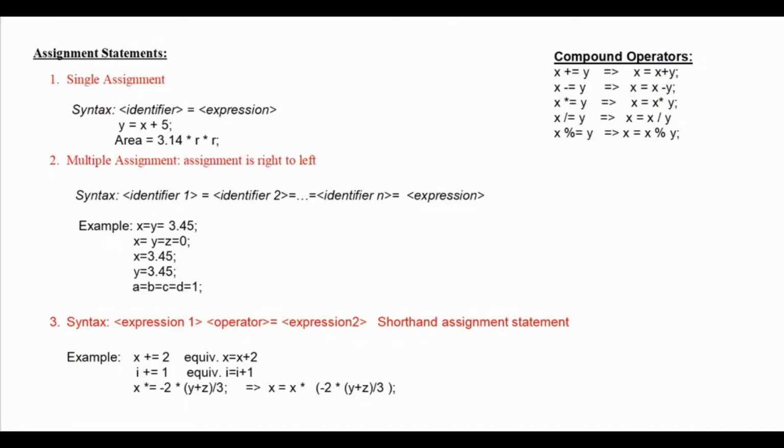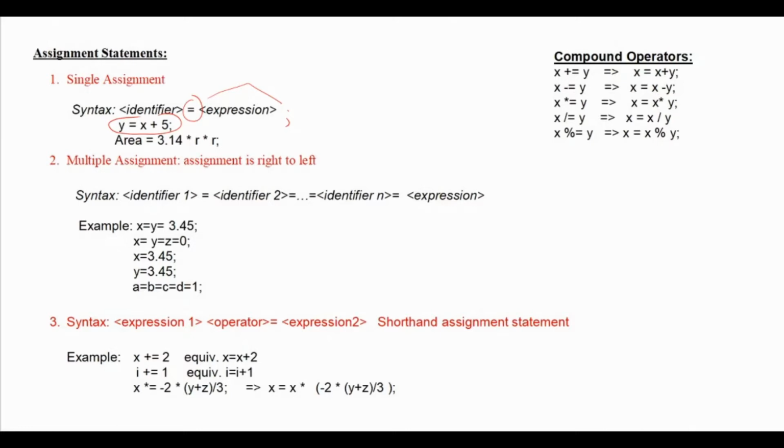For assignment statements, we have three forms. First is single assignment, and so far that is the form of assignment that we've been using. The syntax is identifier or any variable followed by the assignment operator and then expression which is to be evaluated and a semicolon at the end to terminate the statement. Examples to this are like this one, y gets the value of x plus 5.